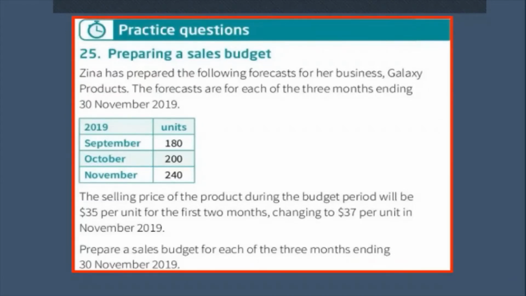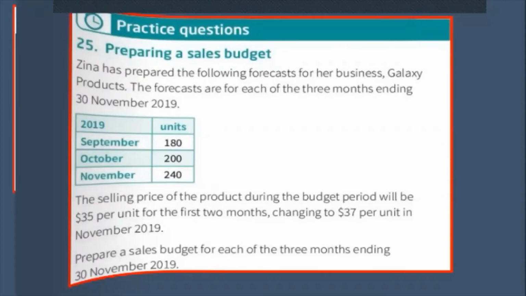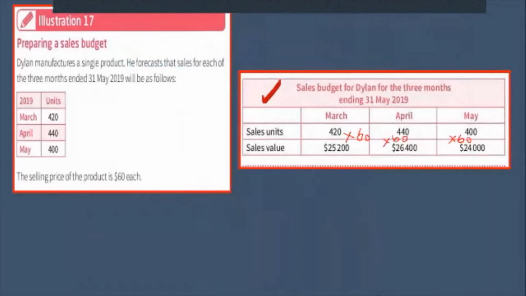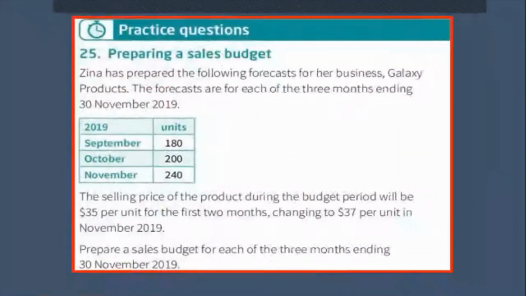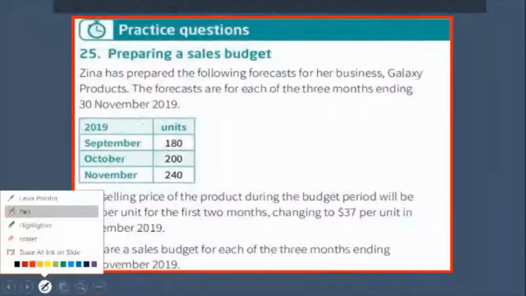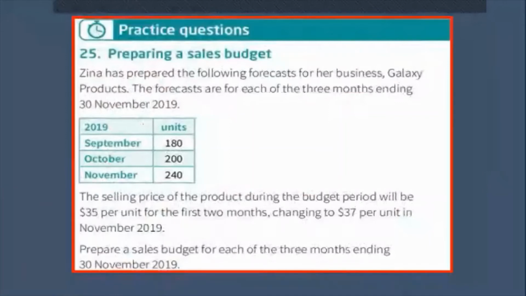And what I would like you to do when you're preparing this sales budget is include a line between these two with this multiplication by the selling price. In this case, it would be multiply by $35 per unit. Right? So you have here an exercise for you.